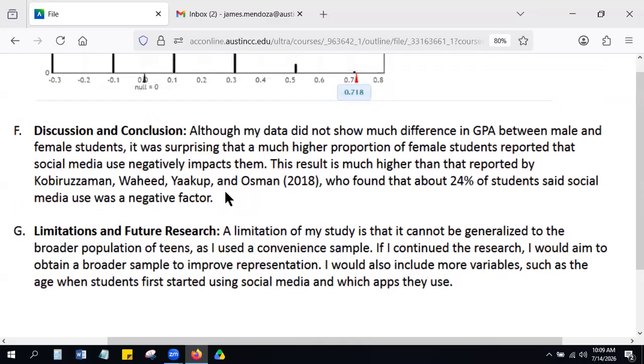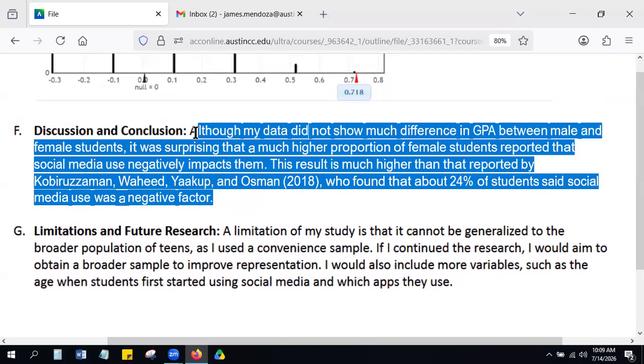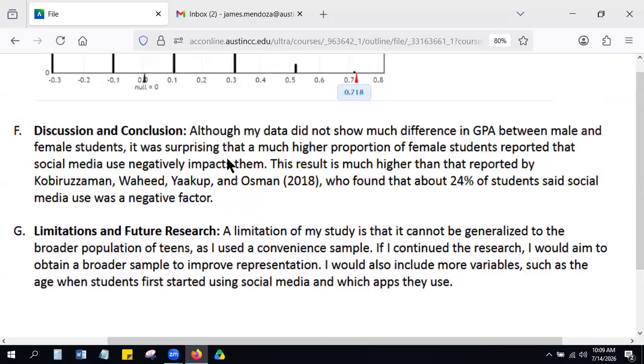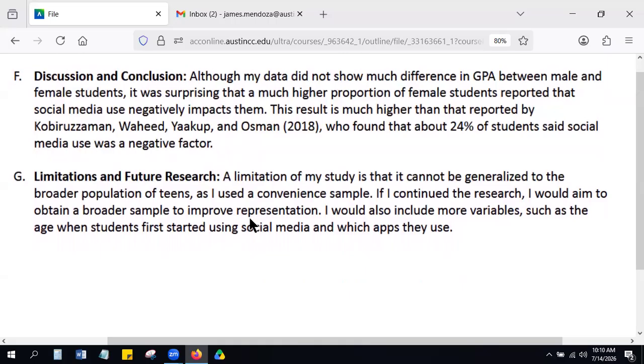And then again, there was one article that said that about 24% of the students said social media is a negative factor. That's a way of tying this student's project into one of their articles. And then for the limitations, or what the student would do moving forward, maybe try to get a bigger sample, try to get more of a mixture of people in their sample.